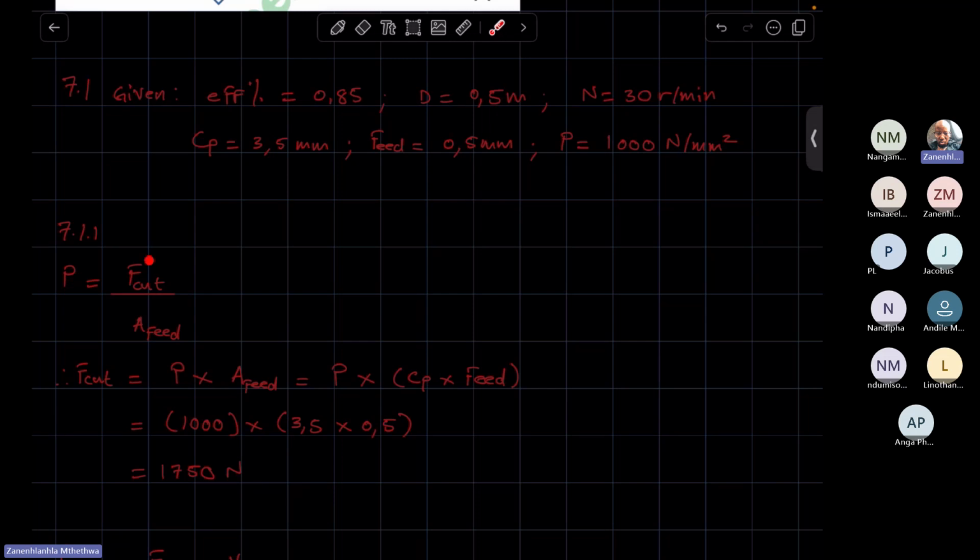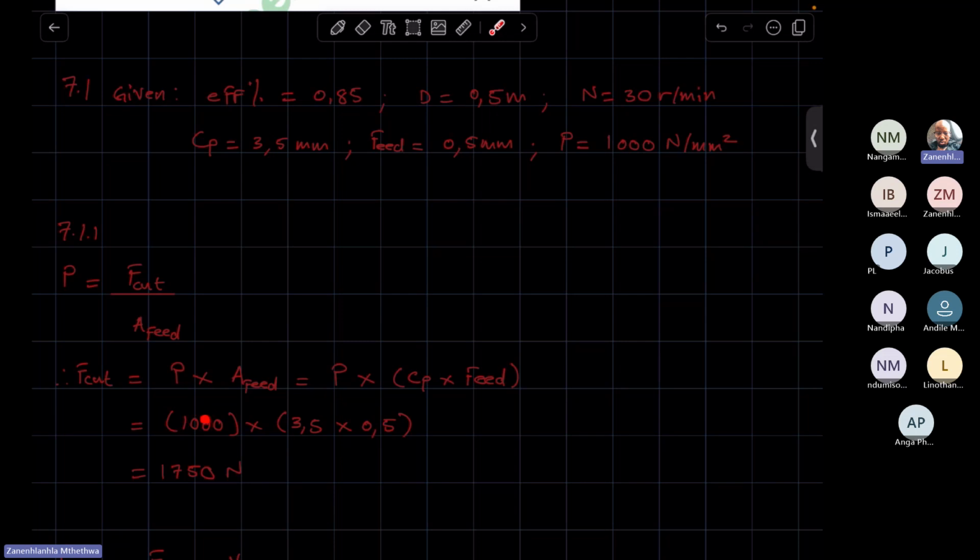Pressure is equal to force over area. This is the cutting pressure, meaning this will be the cutting force, divided by the area of feed, which you will get by using the product of the cutting depth and the feed of the tool. Making the cutting force the subject of this formula, we cross multiply, hence you get F cut is equal to cutting pressure times the area of feed.